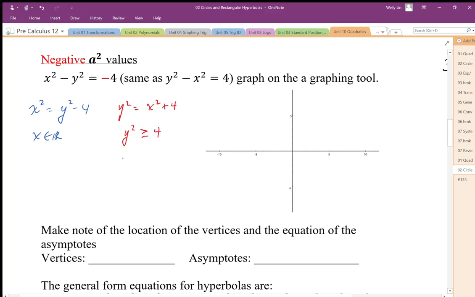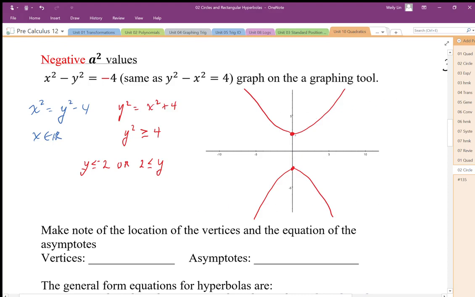If that's the case, then y must be bigger than or equal to 2, or it could be negative, like negative 3 squared, which would be bigger than 4, so y can be less than or equal to negative 2. Now we have a gap on the y. It can be here, it can be here, and it can go down like this, up like this, for all real values along x. That's going to be okay.